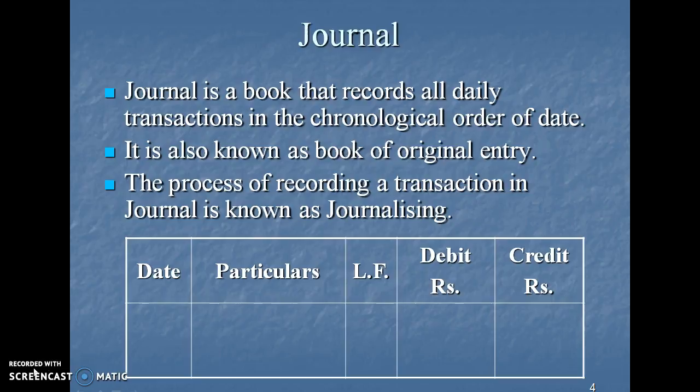Now, what is a journal? A journal is a book that records all daily transactions in the chronological order of the date. It is also known as the Book of Original Entry. The process of recording the transaction in the journal is known as journalizing. This is the format of the journal, where the date should be there, on which the transaction has happened, then the particulars, that is, which account will be debited and which account will be credited, the ledger folio, the amount of debit and the amount of credit.